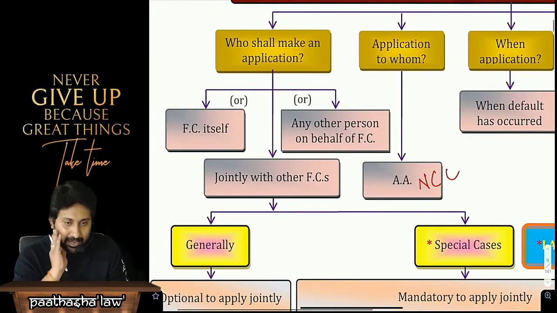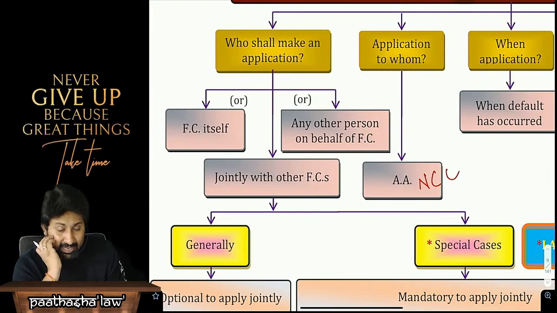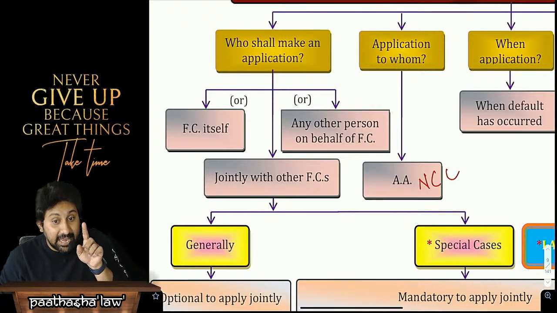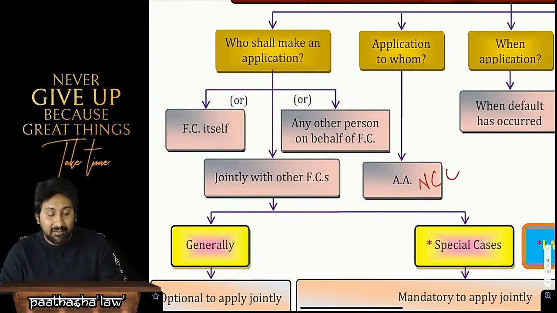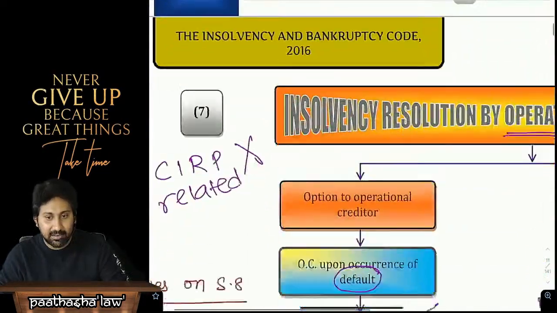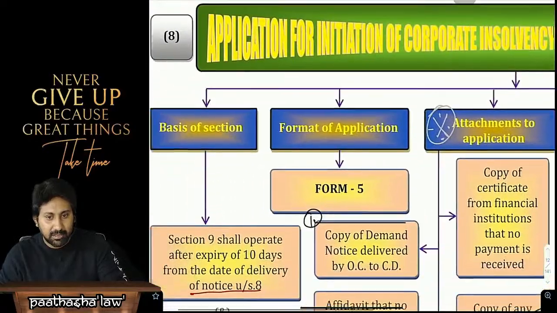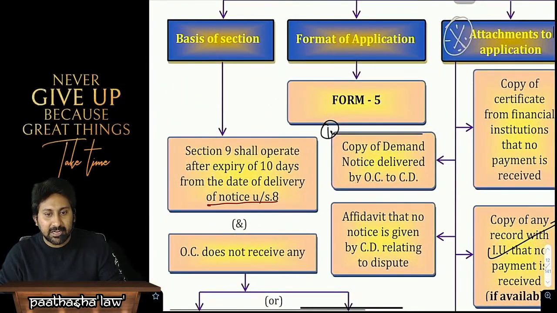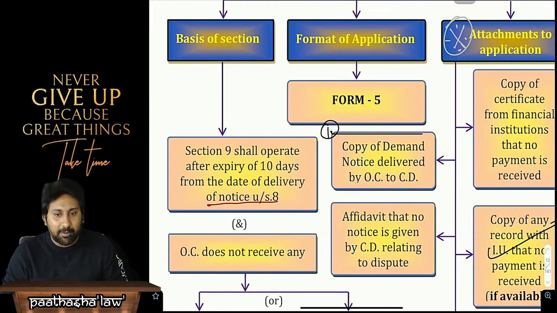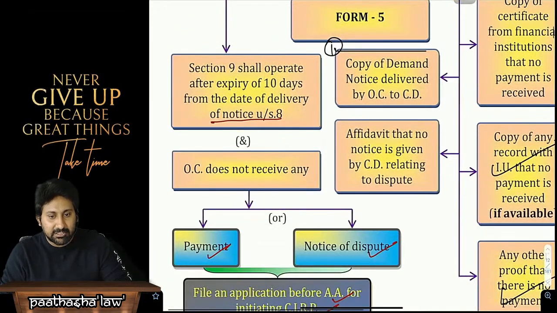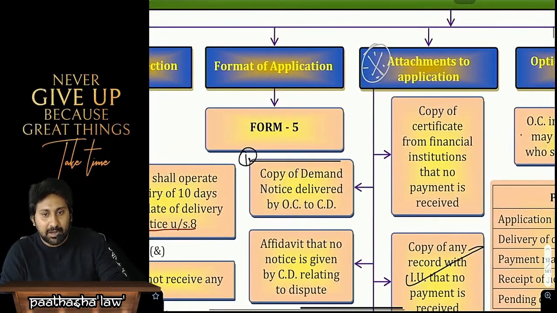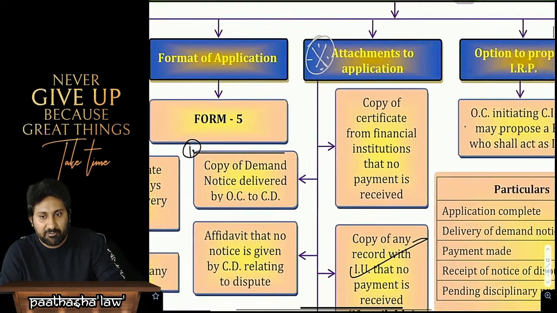who can make an application? Section 7. An FC can make, jointly with other FCs can make, or any other person on behalf of an FC can make. Same like this, you can't see a point for operational creditors. When section 9 is there, who will make an application? Section 9 shall operate after expiry of 10 days from the date of delivery of notice under section 8, and the OC does not receive any payment. What will happen? Format of application, Form 5.